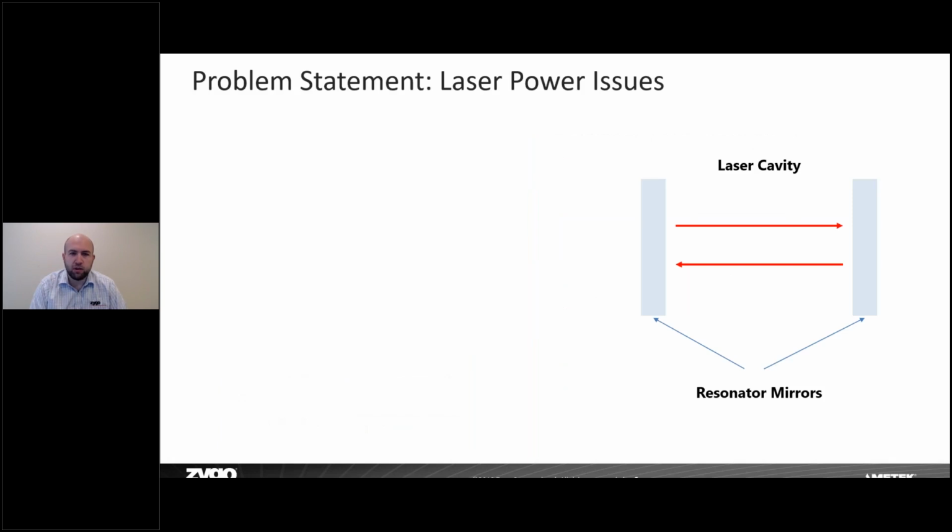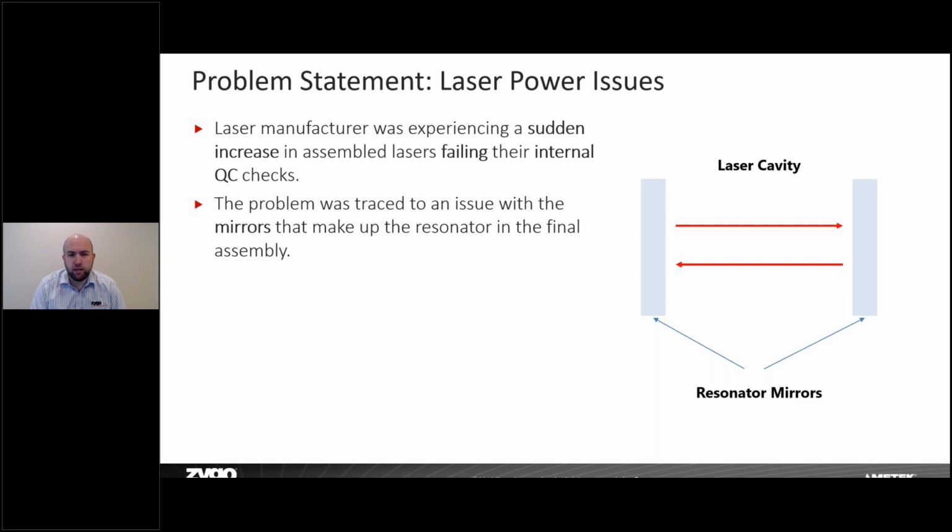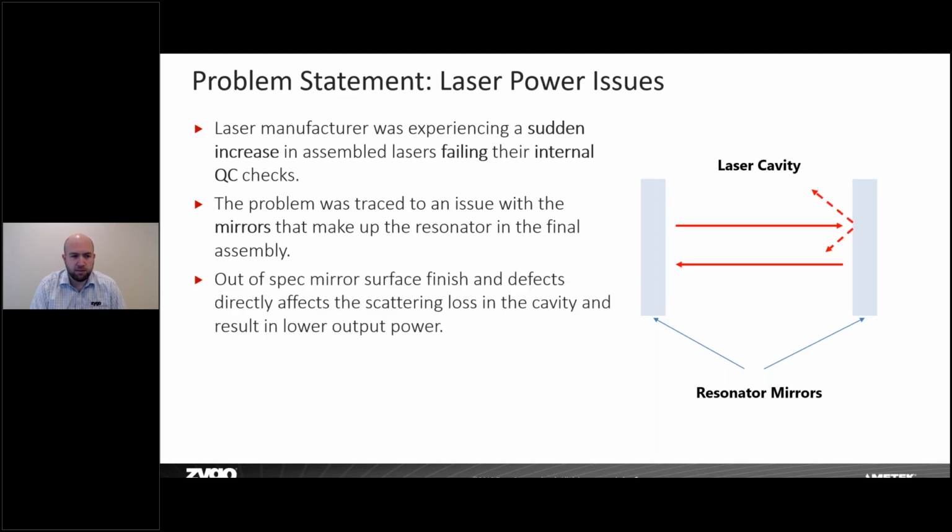So now let's get into what the actual problem was that they were facing. All of a sudden, they noticed that a bunch of their fully assembled mirror lasers were having power output issues, where they weren't outputting as much power as they would expect. This was traced back down to the resonator mirrors within the assembly and potentially some issues going on with the surfaces of those mirrors. Particularly the surface finish of those mirrors and potentially any defects that were causing scattering, which was leading to that loss in output.